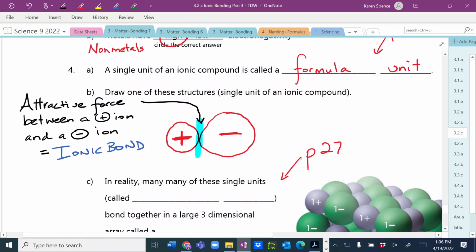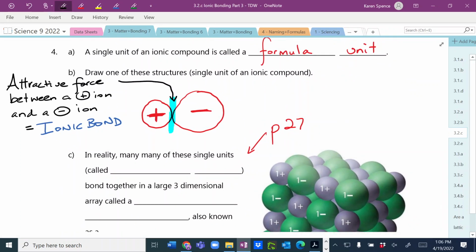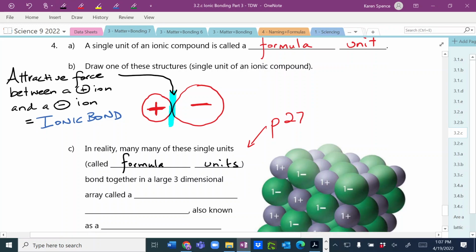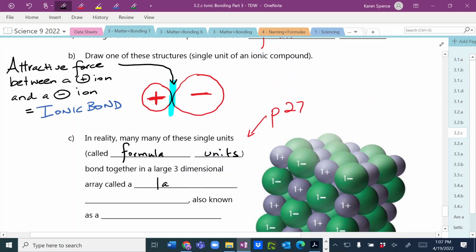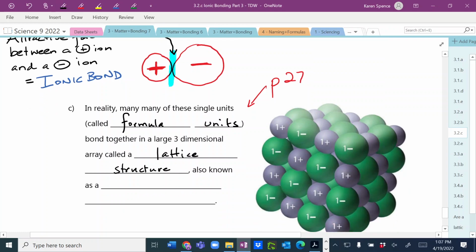In reality, many of these single units, like we just drew, what do we call those single units? Formula units. They bond together in a large three-dimensional array called a lattice structure. Lattice structure, which is also known as a crystal lattice. Okay, very good. All right.